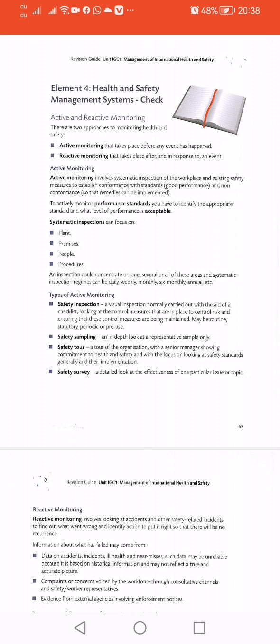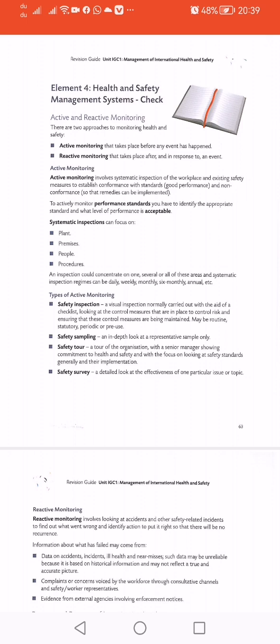You have one car, you just do inspection of just one car as a sample. This one is okay. So this is what they call safe sampling. Then we have about safety tour. A tour of an organization with a simple manager showing the commitment to health and safety, with the focus on looking at the safety standard generally and their implementation. So these are just a normal routine, like touring, you check in some little area that you see something that is okay, then you assume that everything is okay, right?